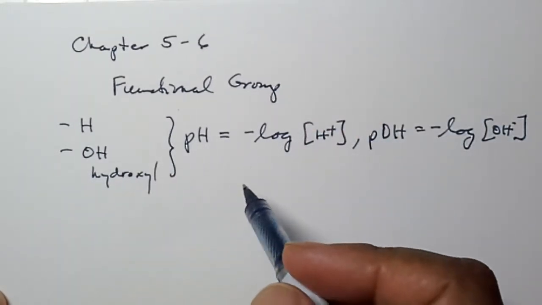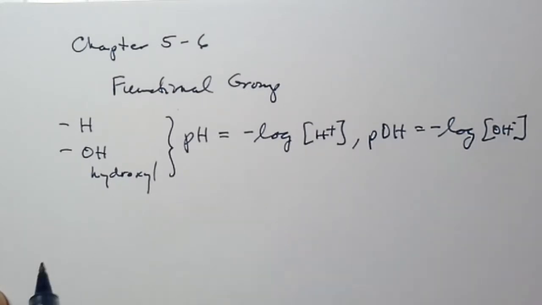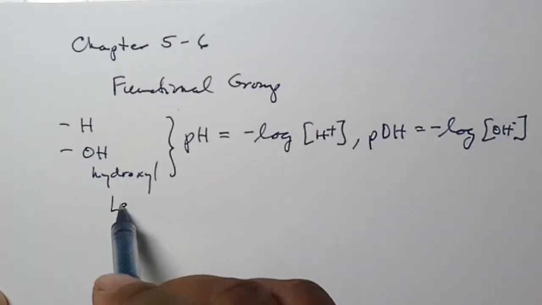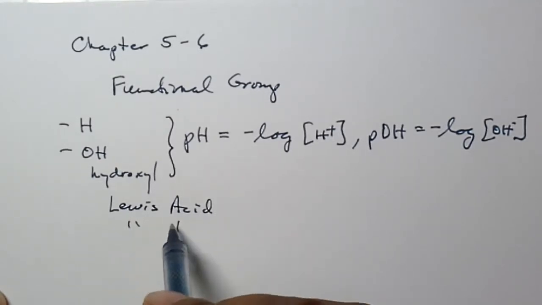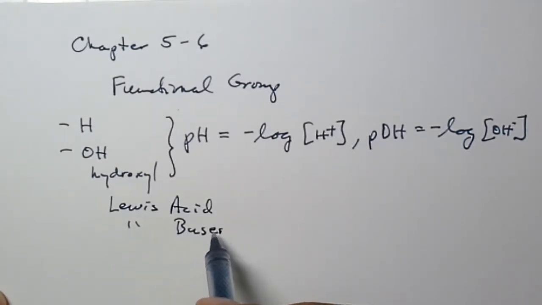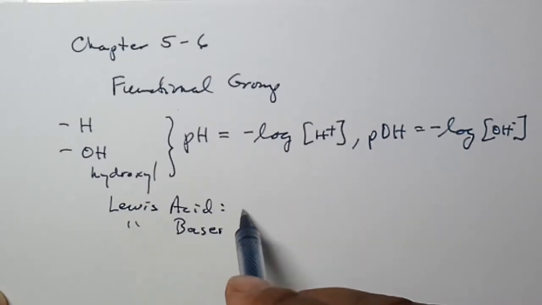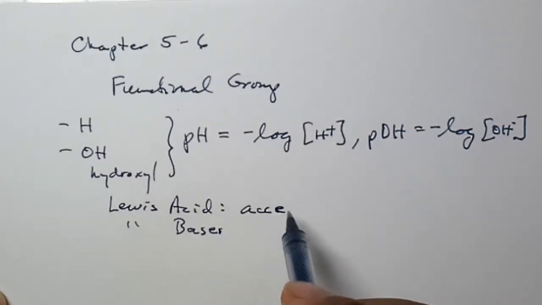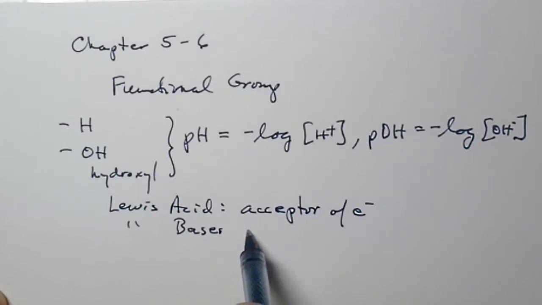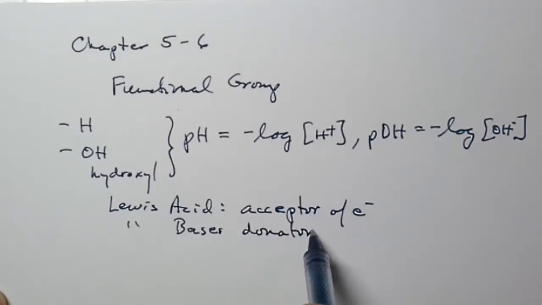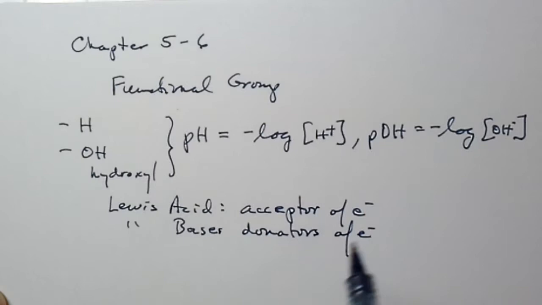Alright, so by way of review, we talked about Lewis acids and bases. Okay, you need to make sure you review that. Lewis acids are acceptors of electrons, and bases are donators of electrons.